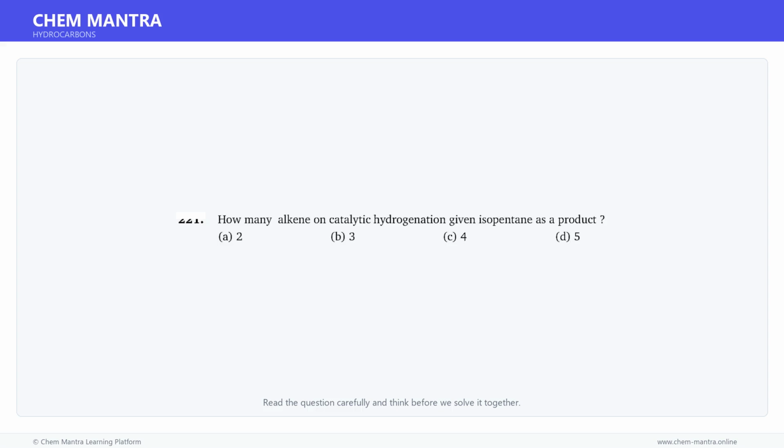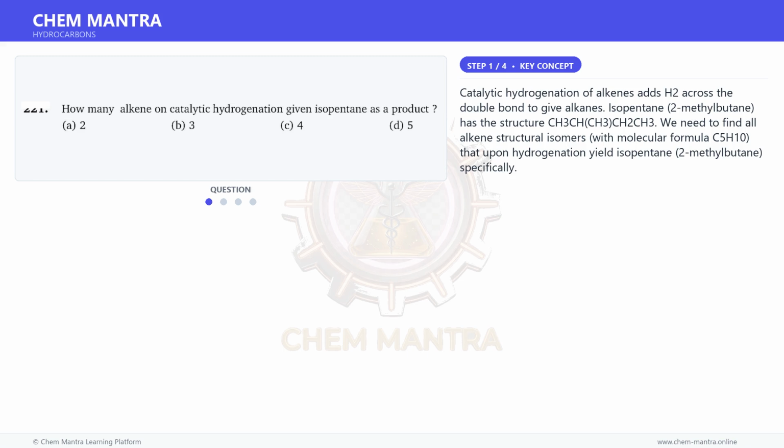Here is a question. Read it carefully and think about the answer. Let us solve it step by step. Let us first understand the key concept here. Catalytic hydrogenation of alkenes adds H2 across the double bond to give alkanes.